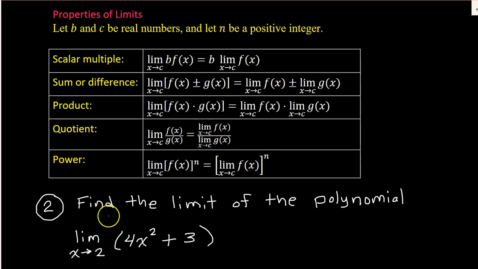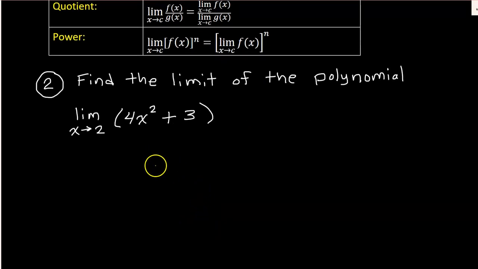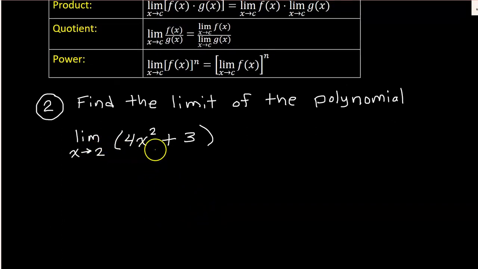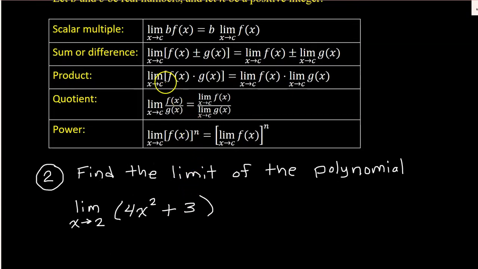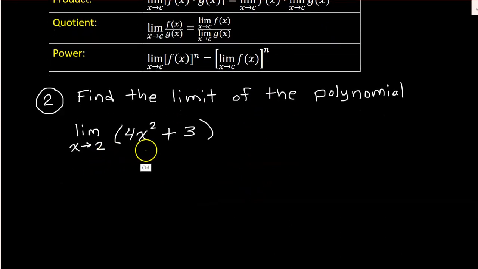For problem number 2, let's find the limit of this polynomial using the properties that we just learned. Now, this is going to turn out to be the long way, but that's okay. We just want to practice using these properties. So the first thing I notice is that we have the limit of a sum. And we just learned that if you have the limit of a sum, you can calculate the limits separately and then add afterwards. So we can separate this by addition.